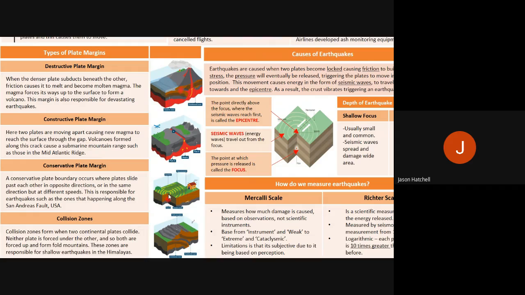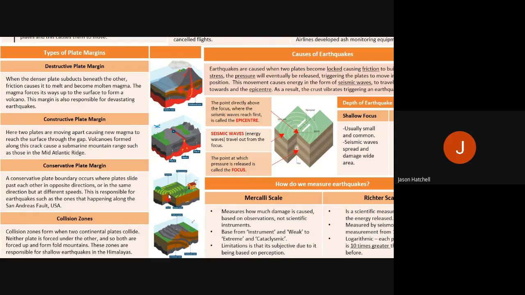However, with collision plate margins, very similar to destructive, the only difference is this is two continental plates. So they are both light. Neither of them will sink, and therefore they are both forced upward. When they are forced upward, they create fold mountains. A good example of fold mountains would be the Himalayas. Also, these types of plates do create earthquakes, but they're quite shallow earthquakes. That means they're not very deep in the Earth, and that also means they can create a very strong earthquake as well.